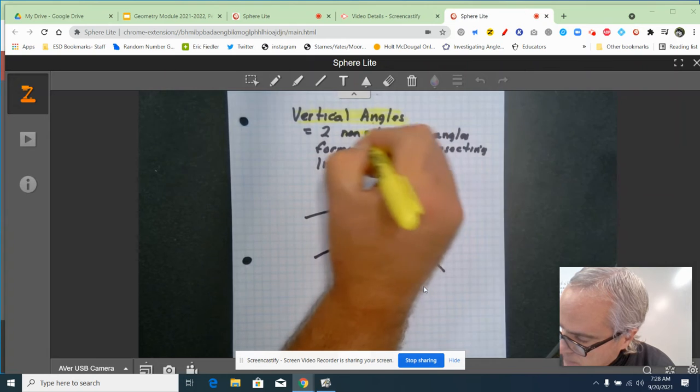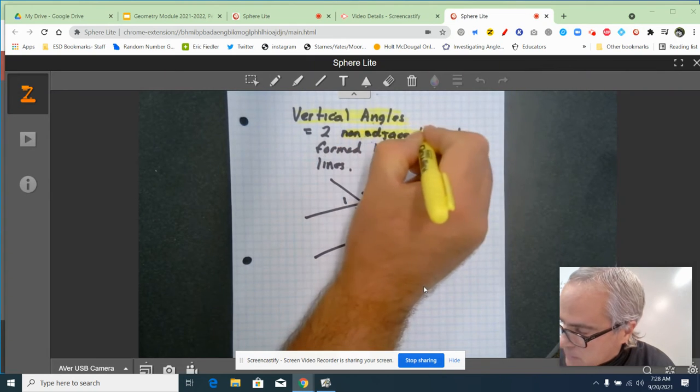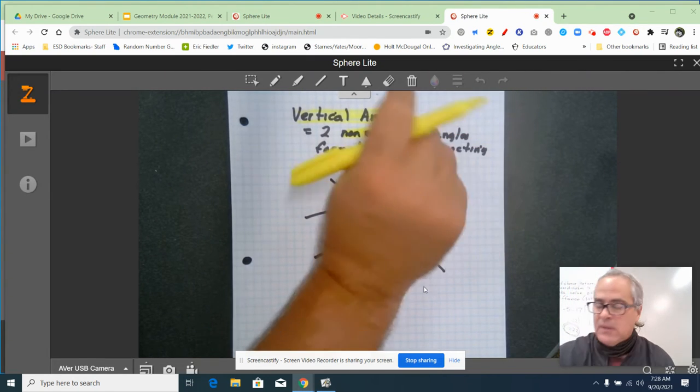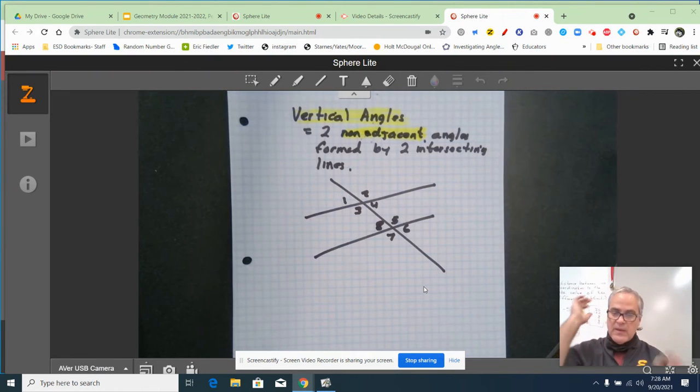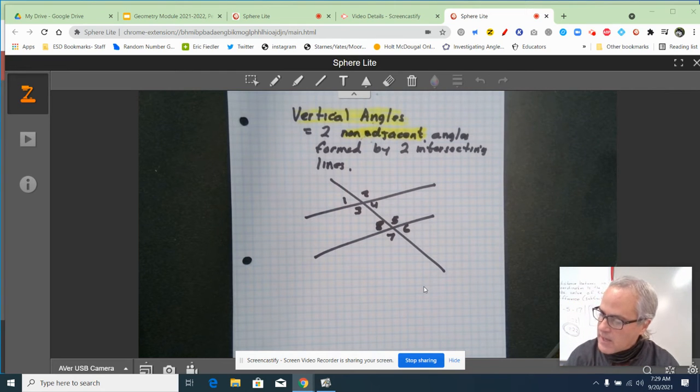The adjacent piece meant right next to each other, like the student that's next to you in class, the house, the lot, the apartment, wherever you live, that's next to you where you live, next door, right close. Okay, so two non-adjacent angles formed by two intersecting lines. Let's look at some examples in this picture here.